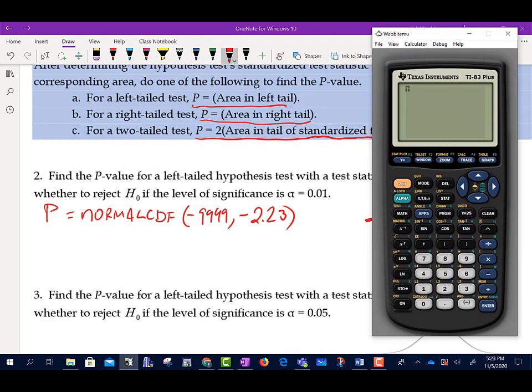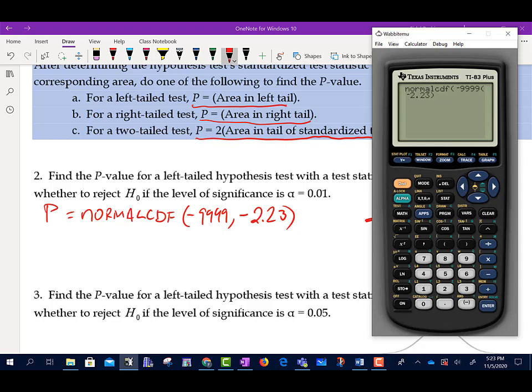Okay, so we're going to go second vars, and we're going to go down to normal CDF. And I'm going to hit negative 9999, comma, negative 2.23. Okay, and hit enter. Oh, come on. There we go. Oh, what did I do wrong? Number 1, I hit a parenthesis somewhere in here.